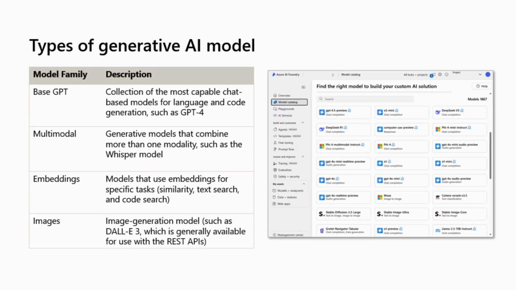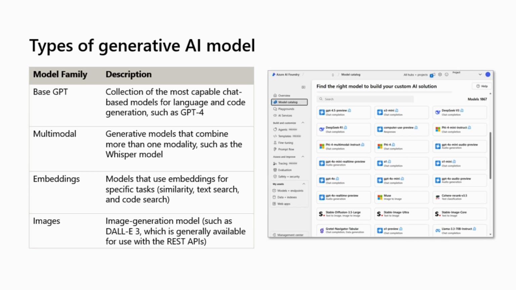DALL-E. Base GPT models: the newer GPT-4 models are generally the best choice for all language and code generation tasks. This includes models like 4o and 4o Mini. The GPT-3 family includes the GPT-3.5 Turbo model on which the original release of the OpenAI ChatGPT service is based, and which supports the Chat API and corresponding playground.